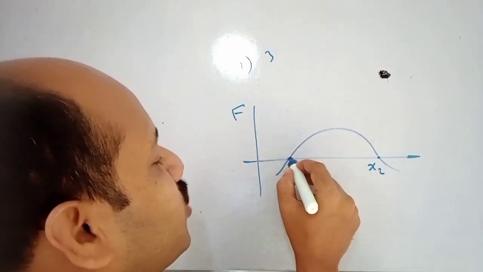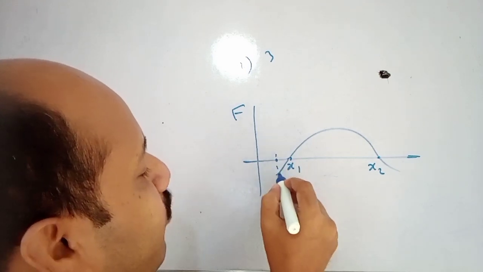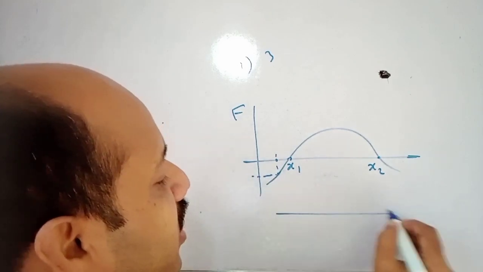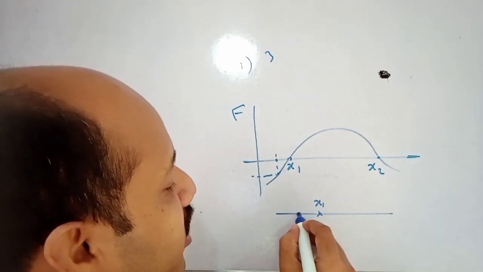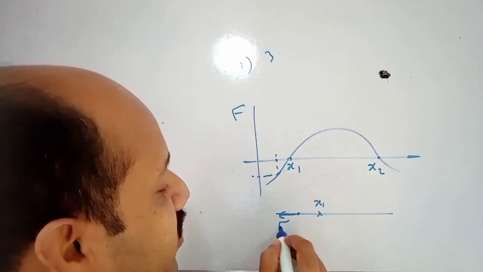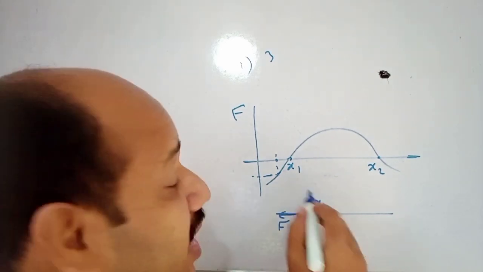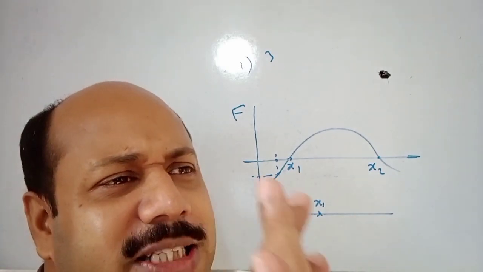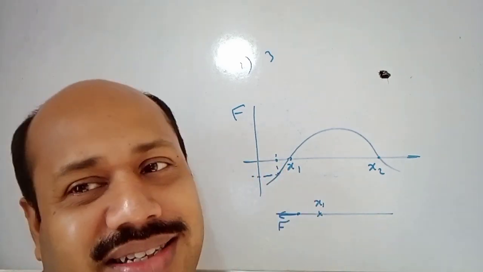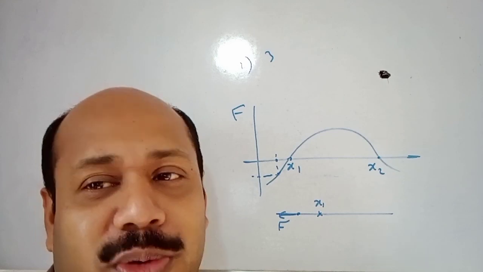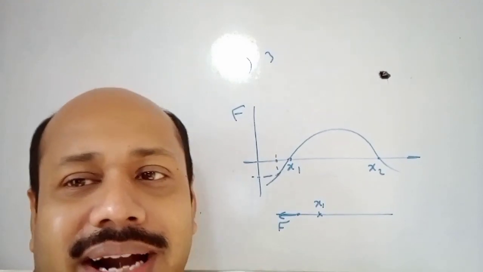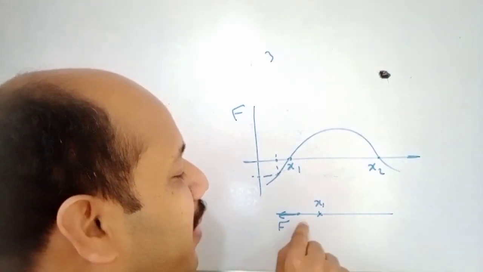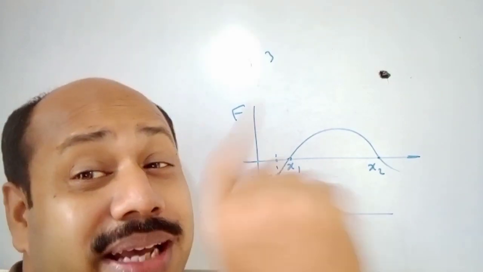Look, at x1, on the left of x1, the force is negative. If x1 is the equilibrium, on the left the force is towards negative, that means it is towards left. Then it never comes back to this position. Then that is never stable equilibrium. If it is stable equilibrium, just displace the body from the equilibrium position and release it, then it should come back to the initial position. But here it is not like that. On the left, the force is towards left. That means it never comes back to this position. That is not stable equilibrium.